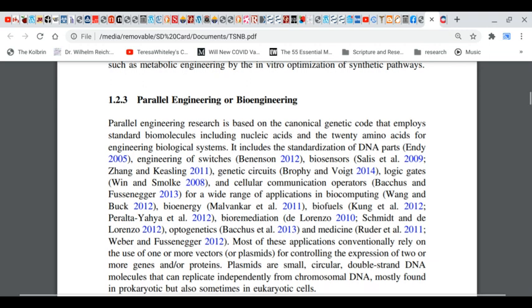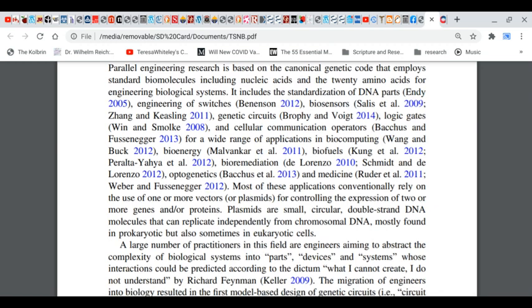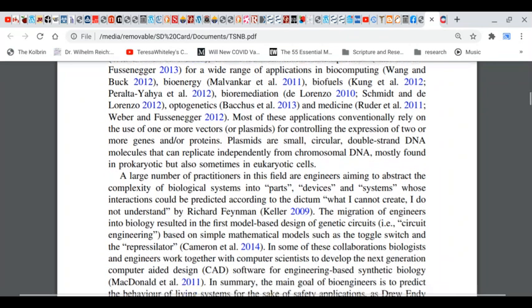Plasmids are small, circular, double-strand DNA molecules that can replicate independently from chromosomal DNA, mostly found in prokaryotic, but also sometimes in eukaryotic cells. A large number of practitioners in this field are engineers aiming to abstract the complexity of biological systems into parts, devices, or systems whose interactions could be predicted according to the dictum, "What I cannot create, I do not understand," by Richard Feynman.